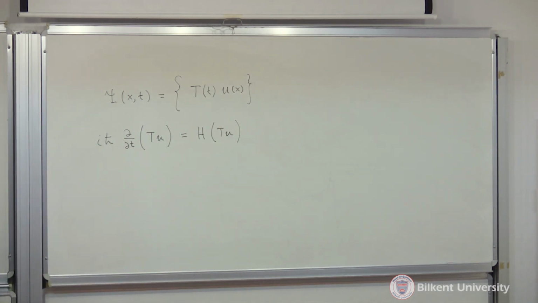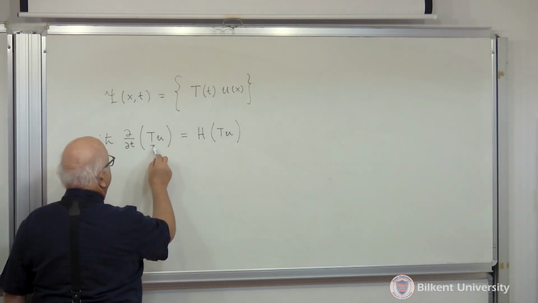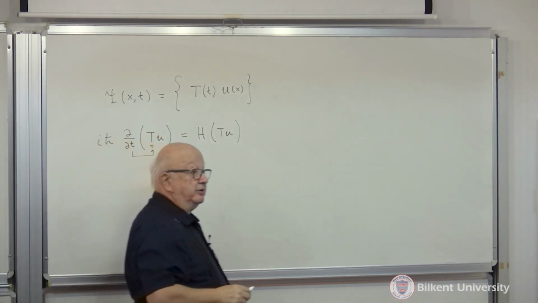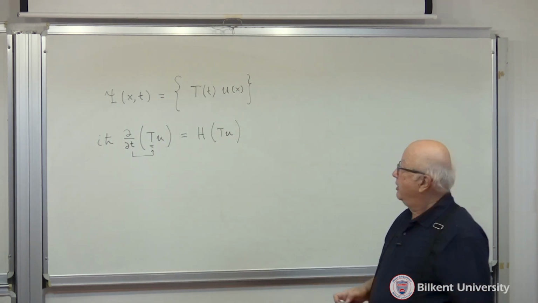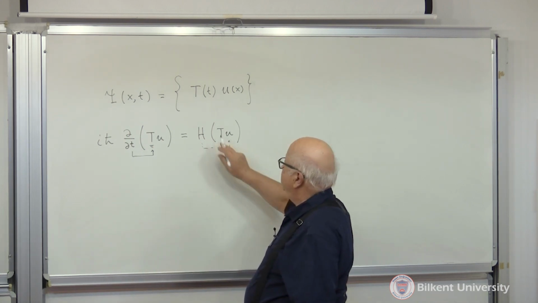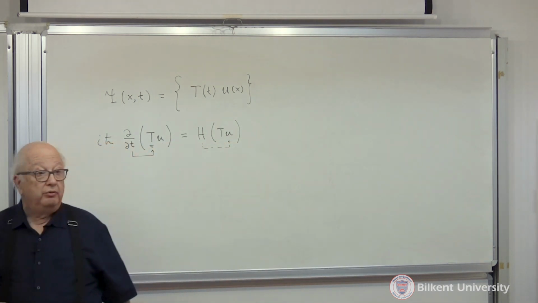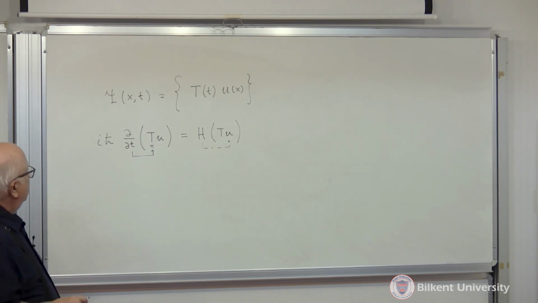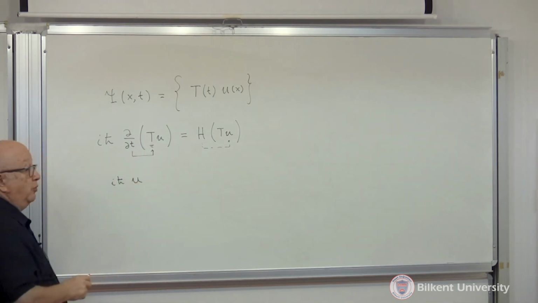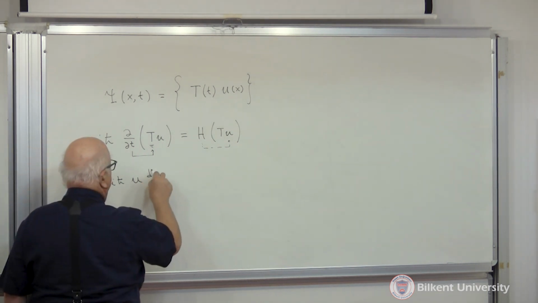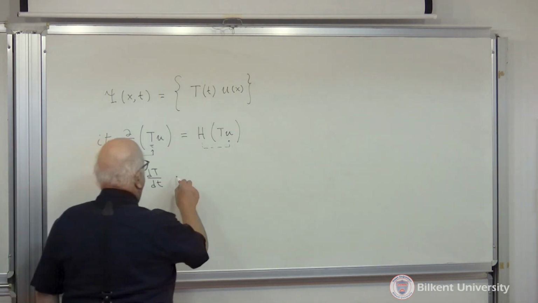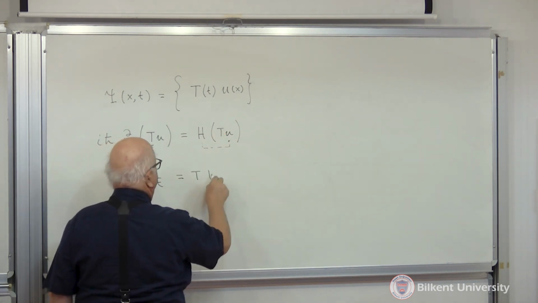Since this is the only t dependence in my function, this time derivative will differentiate that, and it will be an ordinary derivative. And H contains x derivatives, so it will operate on u. T will be just like a constant, so that will just factor out. So the equation that I am going to get is i h bar, u is not operated on by the time derivative, and I have the ordinary derivative of capital T with respect to time, and that will be equal to capital T times H u.